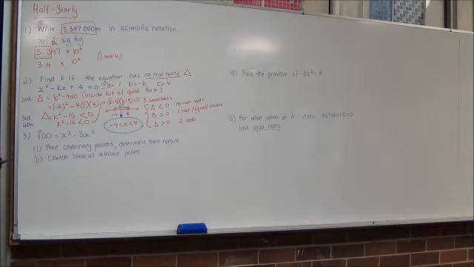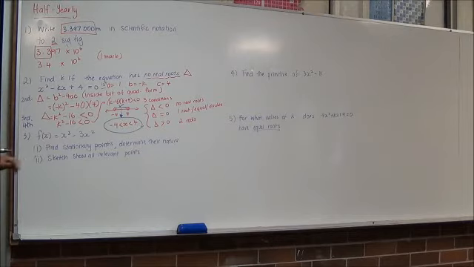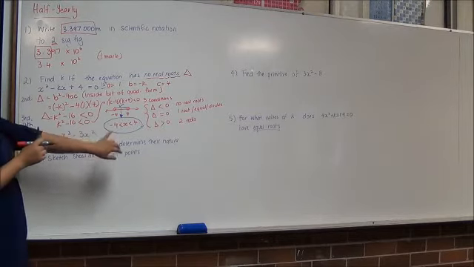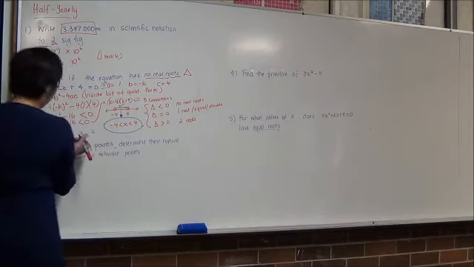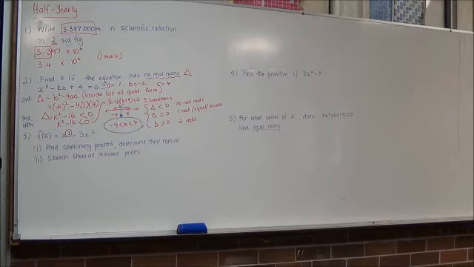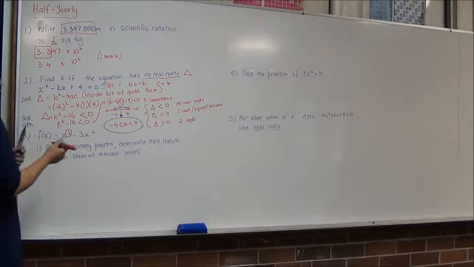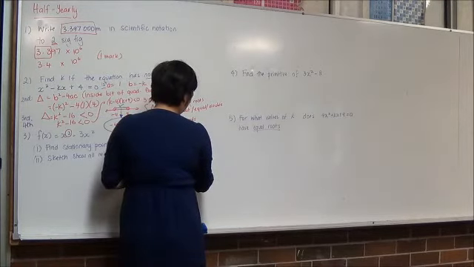Question 3 is we've got a function, f(x) equals 3x cubed minus 3x squared. Find the stationary points and then determine their nature. So before we begin, this cubic should give us a hint. How many stationary points do you reckon? 2? So we have 2 stationary points.